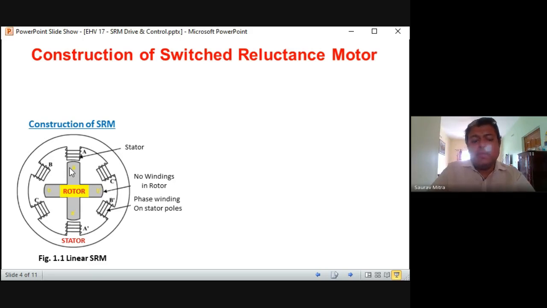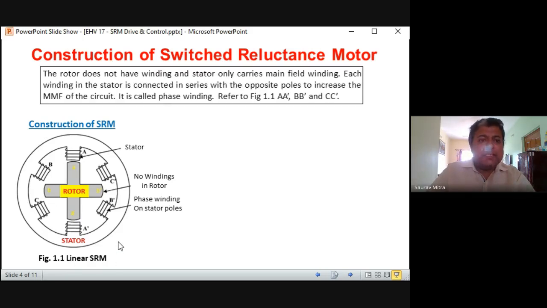That means again the control circuit will be using a three-phase kind of inverter, and three-phase pulses will be produced as we had shown in case of the three-phase chopper. Same kind of thing is there. So this is called a linear SRM. And what we are finding is the rotor does not have winding, and the stator only carries the main field winding. Field winding means it is creating that rotating kind of magnetic field.